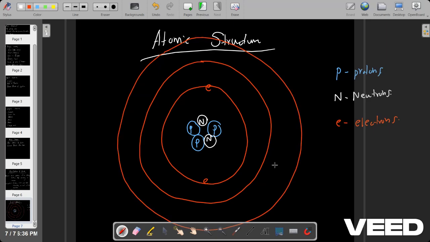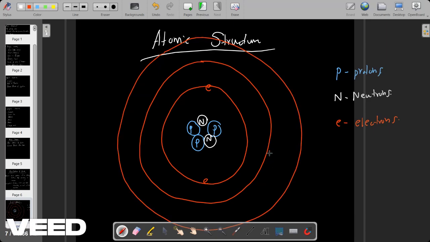Each orbit contains a different number of electrons, depending on the element, right? This orbit is called a shell, or energy level. These electrons are orbiting around this, right?